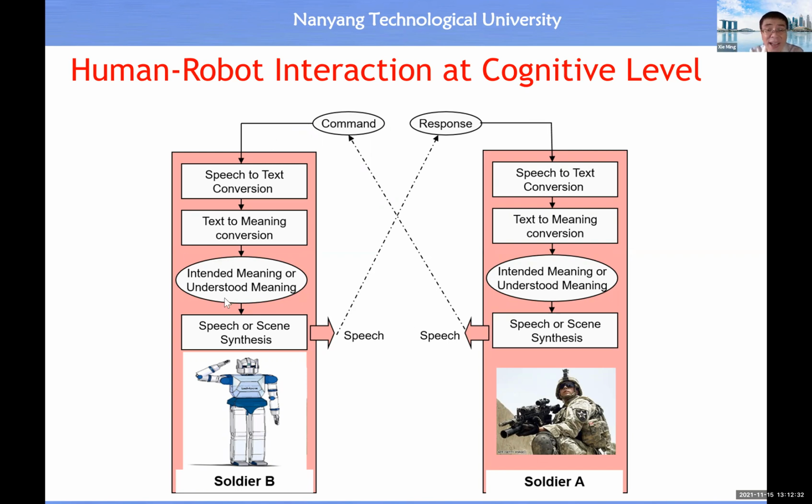Then at the robot side, a robot must have a similar mental capability. The first one is to convert speech to text. The second one is to convert text to meaning. And the third one is to store understood meaning and also to self-generate intended meaning and convert intended meaning written in the form of human language to speech. Then the robot must speak out the meaning in the form of a voice.